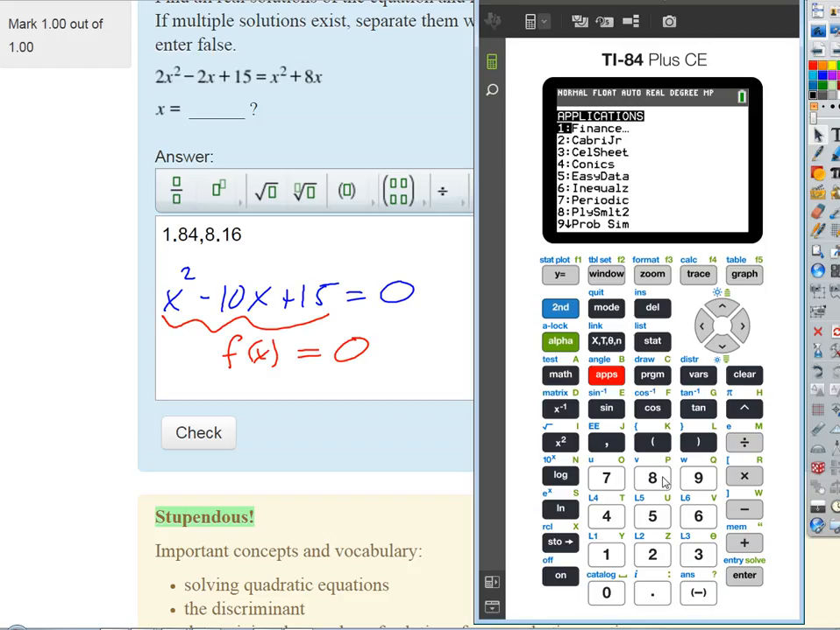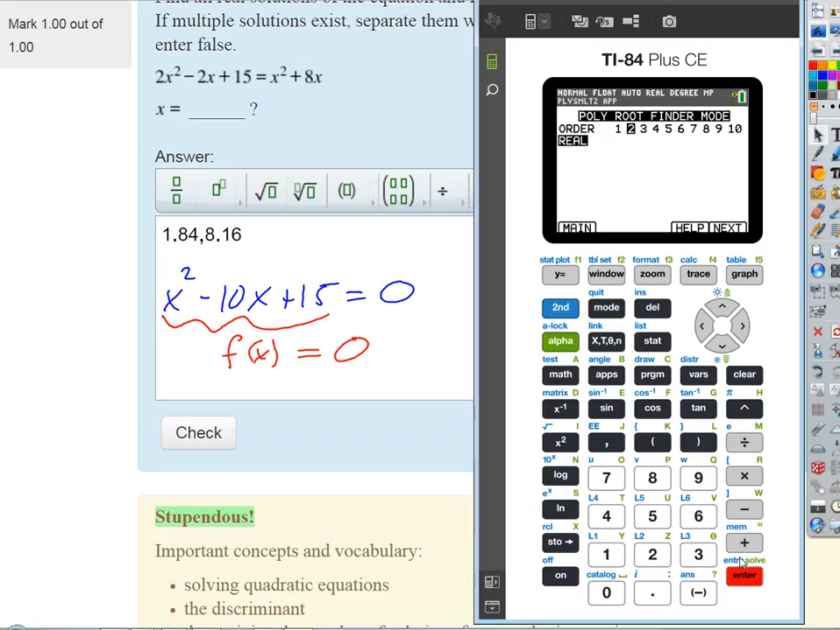So I'm gonna go to that app, so number 8. And it gives me a menu of all kinds of stuff I can do. All I really want here is polynomial root finder, okay? So I'm just gonna choose one. And then it gives me this screen. Now this is going to be really useful next chapter when we're talking about solving, but working with polynomials.